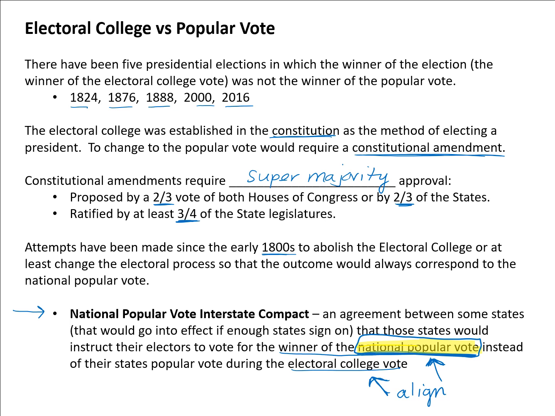Now, the way this compact works, though, is that it's only going to go into effect once enough states have signed on that you would have this alignment happen. And so far, not enough states have signed on. Oregon is one of the states that have signed on, but so far we are still under the number of states needed to make the Electoral College vote line up with the national popular vote. So this compact hasn't gone into effect. States are currently still using the state's popular vote to direct the Electoral College votes from their state.